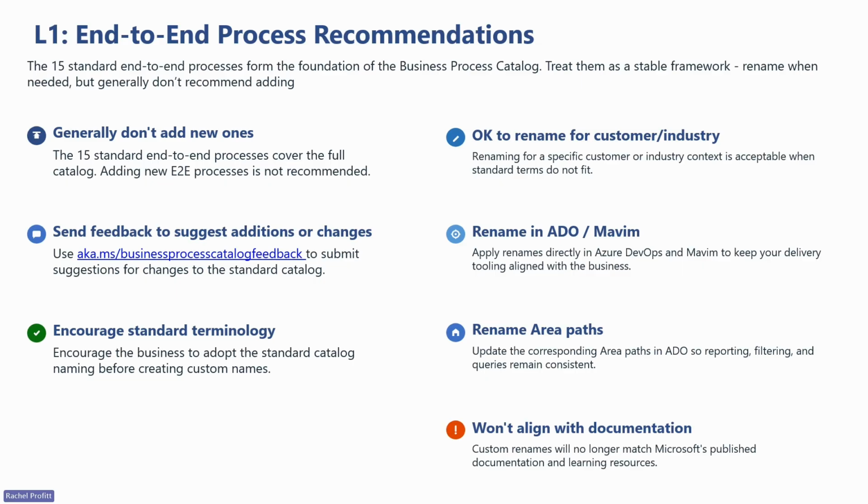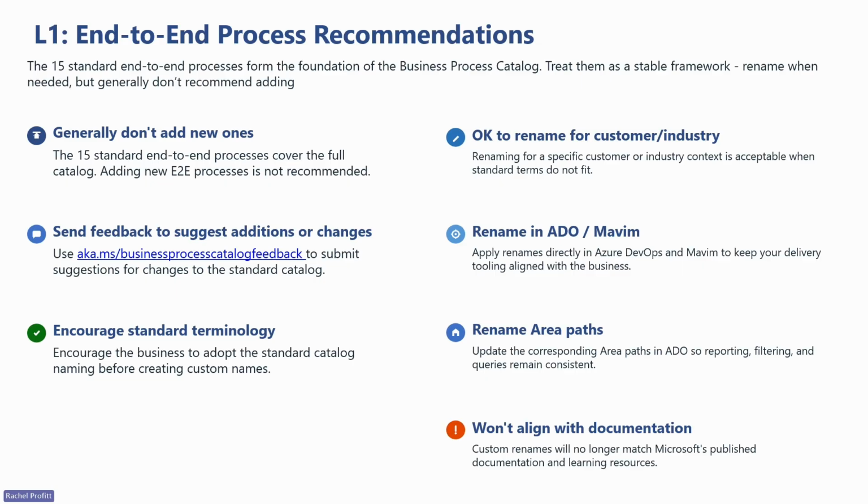There are also a couple practical considerations here. If you rename an end-to-end process, you should rename it consistently in both Azure DevOps and Mavim and any other resources that you're using, and make sure that your area paths and reporting structures are renamed and stay aligned as well. So overall, the mindset at level 1 is use the standard structure, adapt the language if absolutely necessary, and don't reinvent the framework.